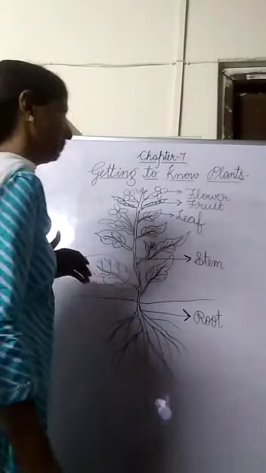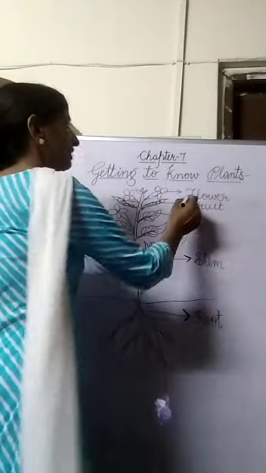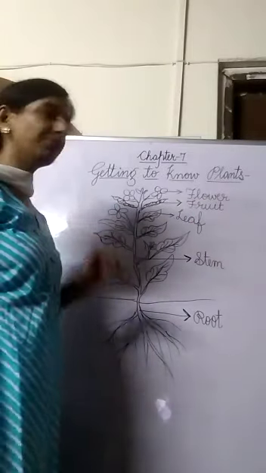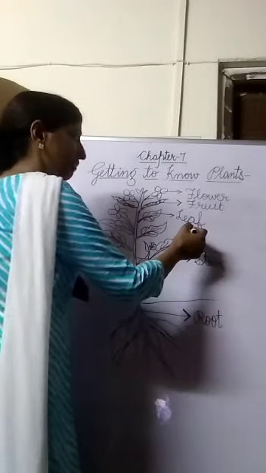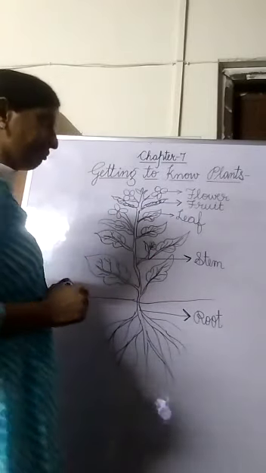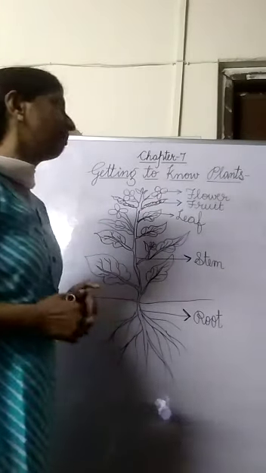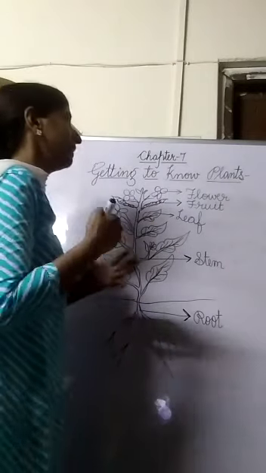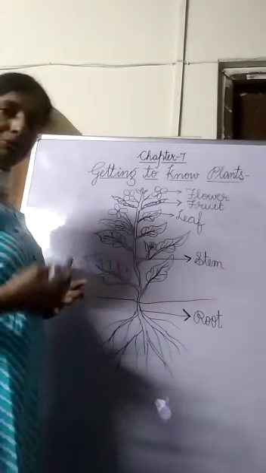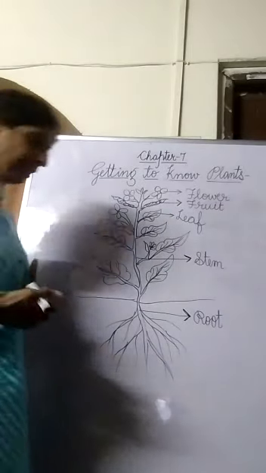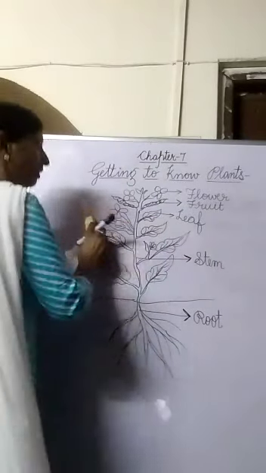Now let's come to the other important part of a plant, that is flower. Flower is the reproductive part of a plant. Root, stem, leaf, these all are vegetative parts of a plant, and flower is called the reproductive part of a plant. Flower gives rise to fruit and seed. The important function of flower is to produce fruit and seed. This was all about the important parts of a plant and their function.